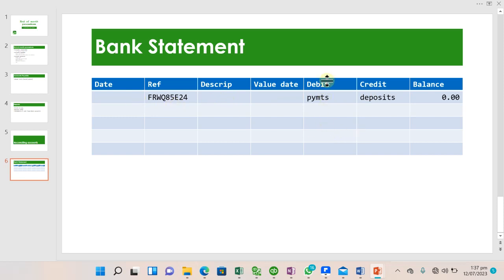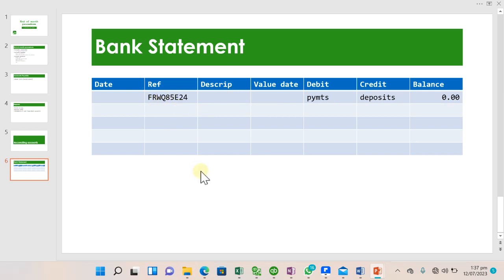So you have, per bank, pay attention, it's per debit and per credit. The debits are my payments, and my credits are the deposits. So my debits reduce the account balance, my credits increase the account balance. My description, my reference number.